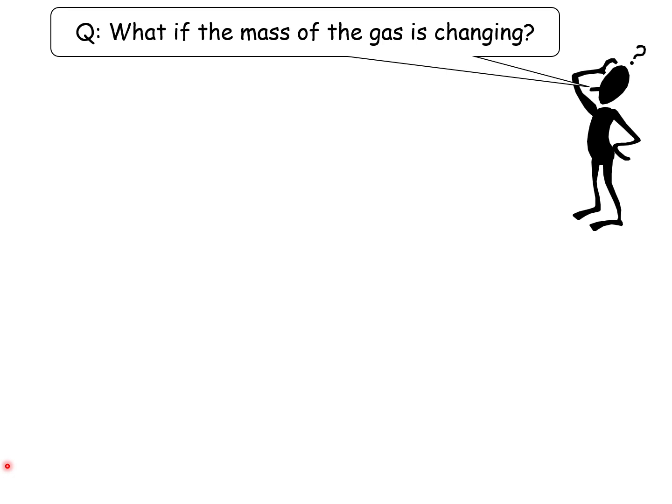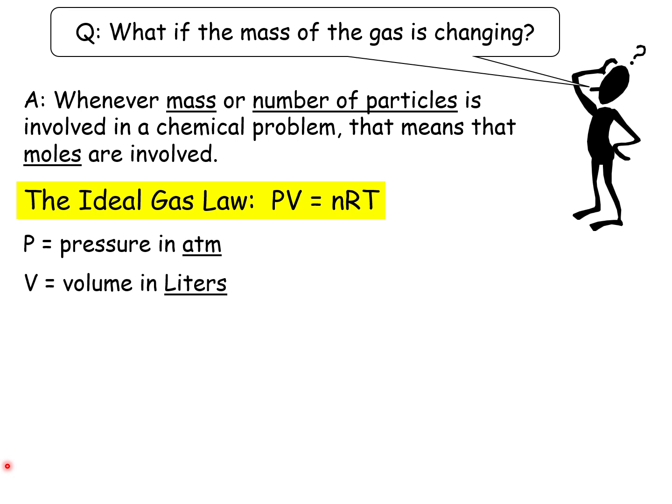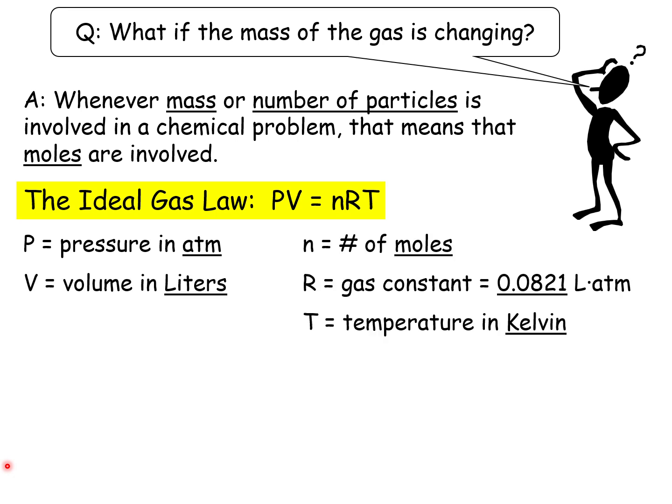change in the mass. Whenever you have mass or the number of particles involved in actually doing the calculation, that means you have moles present. You're going to be using the ideal gas law. So this is pressure times volume is equal to number of moles, N is for number of moles, times R, which is the gas constant, just a number, times temperature in Kelvin.